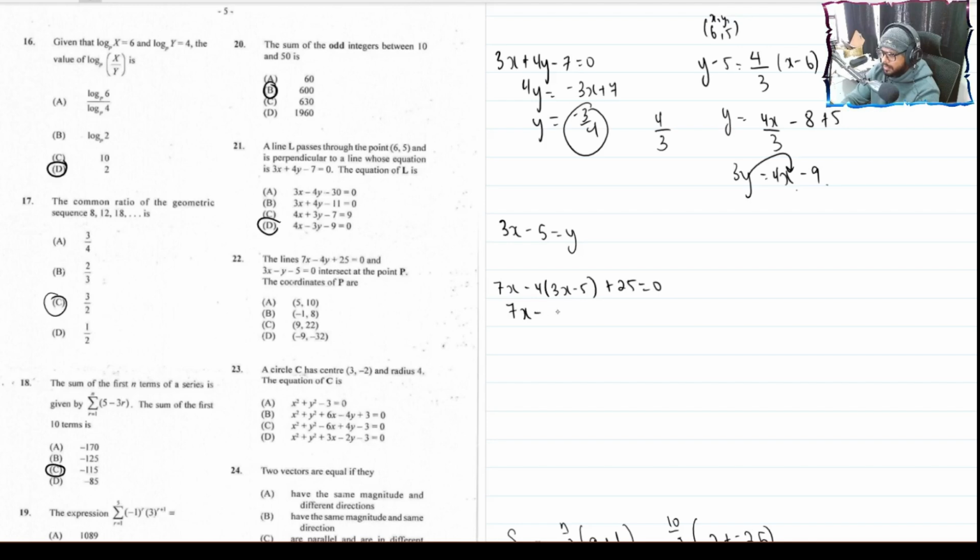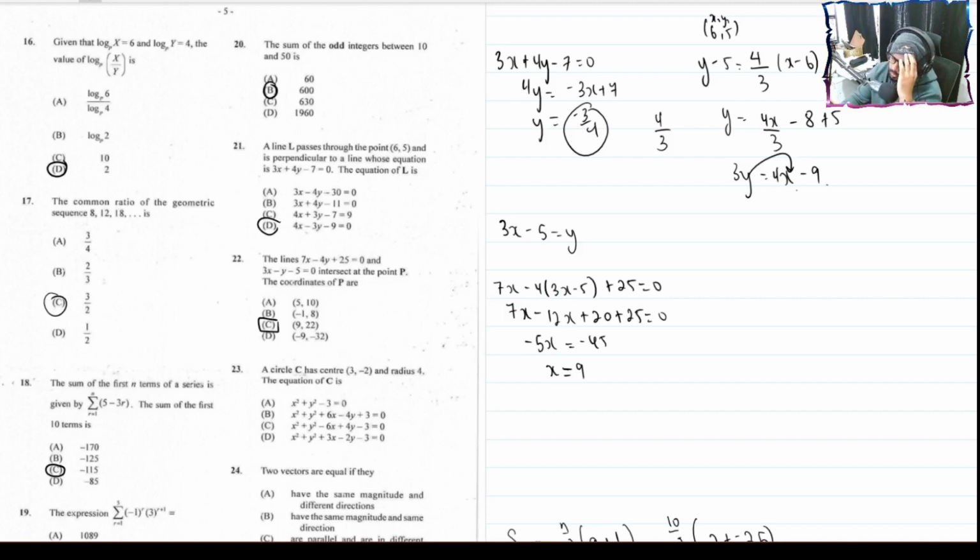7x take away 12x plus 20 plus 25 is equal to 0. 7 minus 12, looking like 8, 9, 10, 11, 12. Just double check, make sure. Minus 5x. 20 plus 5 is 45. Move it across, becomes minus 45, and I get x is equal to 9. Well, the only answer that has x is equal to 9 is part C, so I don't have to go and calculate y.